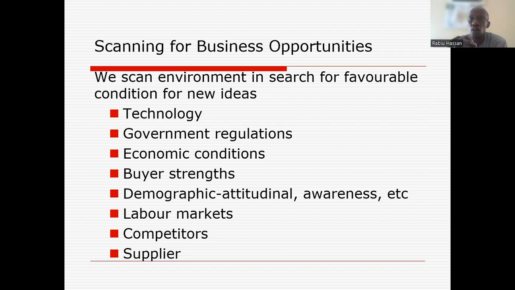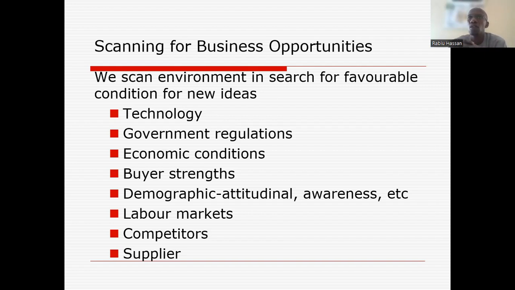Number one, we have technology. Technology is very important because it is something that is changing rapidly, bringing a lot of possibilities and opening up a lot of possibilities for young people to venture into. Like for example, in Nigeria, a lot of people are going into fintech, financial technology, and so many other computer and ICT based products and services.